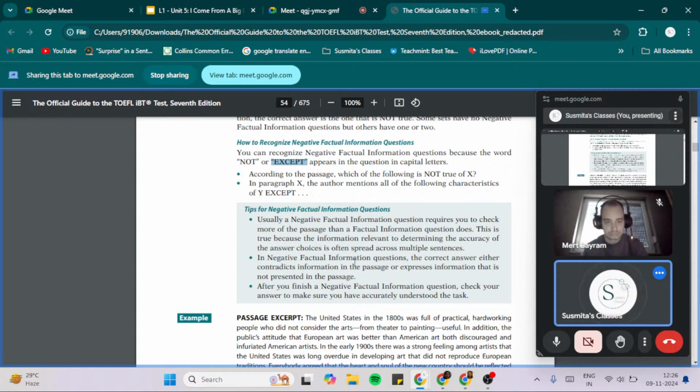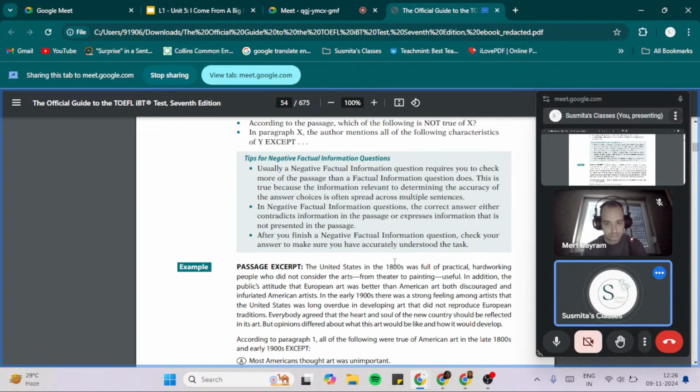Now, in this, the correct answer either contradicts the information in the passage, that means it will be totally opposite of whatever is mentioned in the passage, or expresses information that is not presented. So the option that you will select will either be directly opposite of what is mentioned in the paragraph or it will not be mentioned in the paragraph at all. Okay, it is always best to recheck your answer to make sure you have understood the task that you're supposed to do for that particular question.